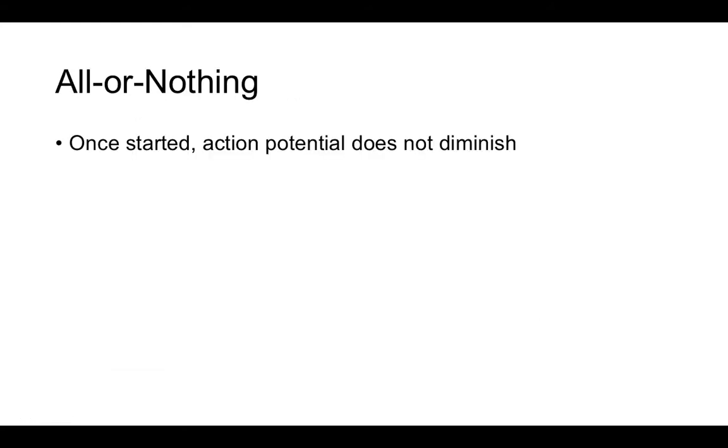Now, action potentials are all or nothing. They either go or they don't. Now, that sounds kind of like duh, but you have to understand we must reach the threshold. We must have that much of a depolarization in order to trigger the action potential to send the electrical impulse the entire length of the axon. So once it's started, the action potential does not diminish. So what does that mean?